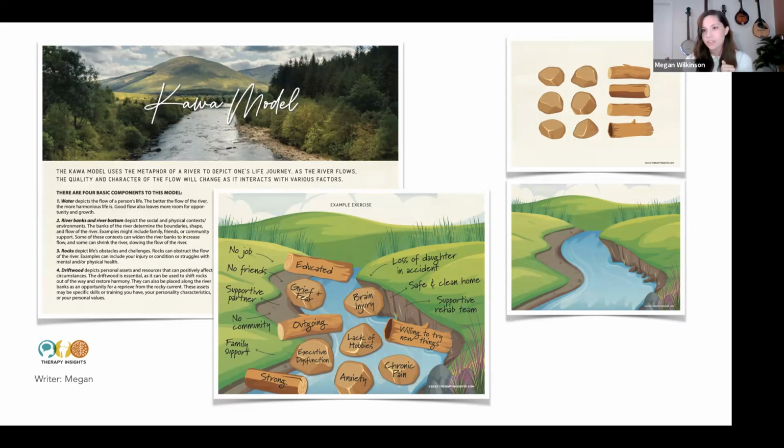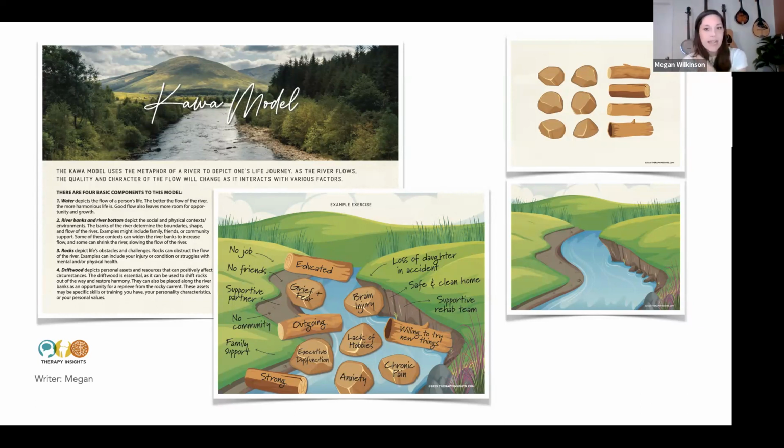And then there's an example exercise that goes with it as well, because sometimes having that visual is really important to understanding. On our example, we developed a case study, essentially someone who's had a brain injury and lost their daughter in the accident. It does a really good job of showing being able to write down the positive attributes. They're educated, they're outgoing, they're willing to try new things. They consider themselves to be a strong individual, but they're facing the fact that they don't have any hobbies. They feel really anxious. They have chronic pain, executive dysfunction, grief and fear.